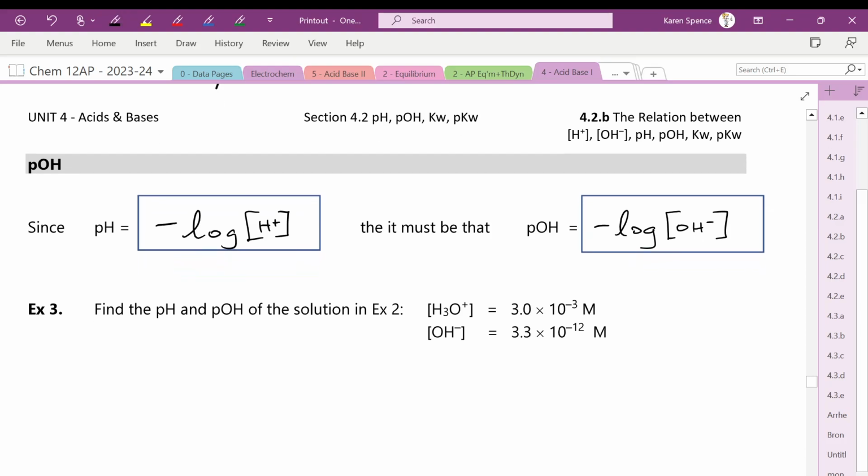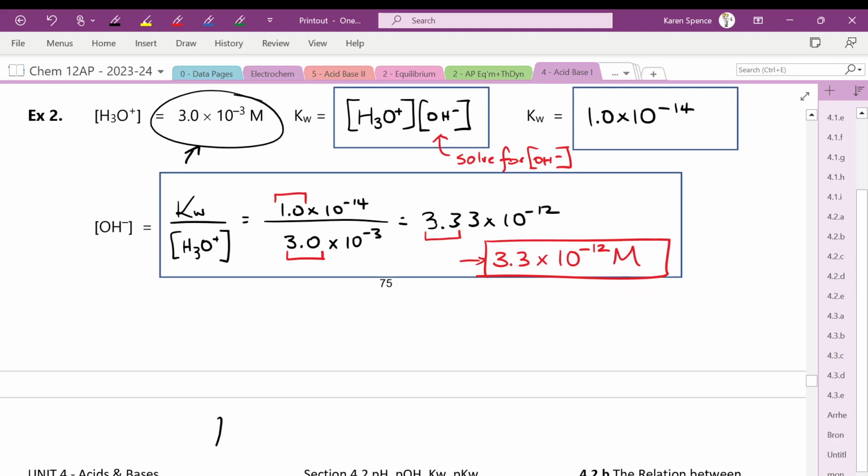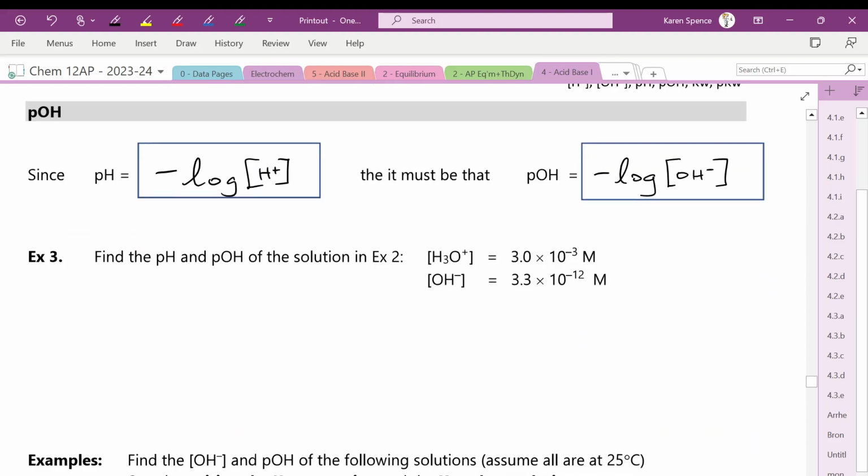So could you please find, and we're using these values from the last question, okay? You'll notice we have 3 times 10 to the negative 3 molar, and we have 3.3 times 10 to the negative 12 molar. So these are from the last question. Could you please find the pH and pOH from the solution in example number 2?